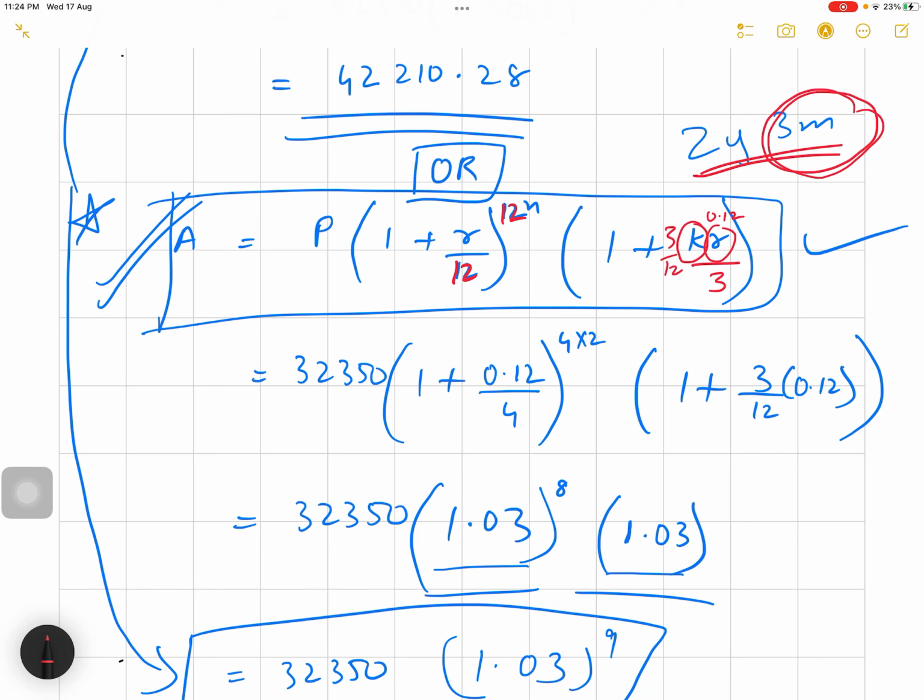If in the question interest is computed monthly, in a year interest is computed 12 times. So r divided by 12, n multiplied by 12. And for 2 years 3 months, this bracket is for 3 months. If it is 3 months, interest is computed thrice, so you will do r divided by 3.